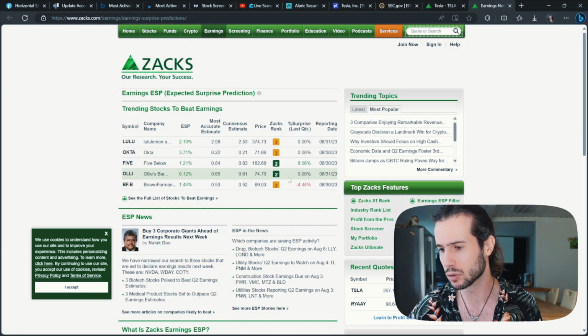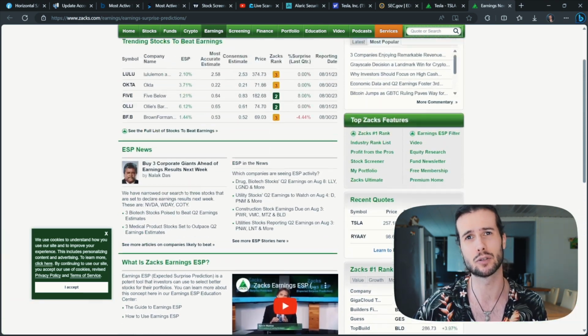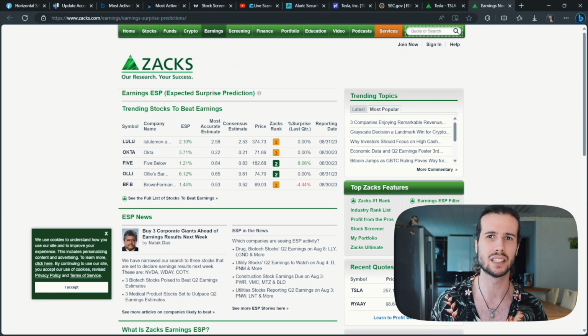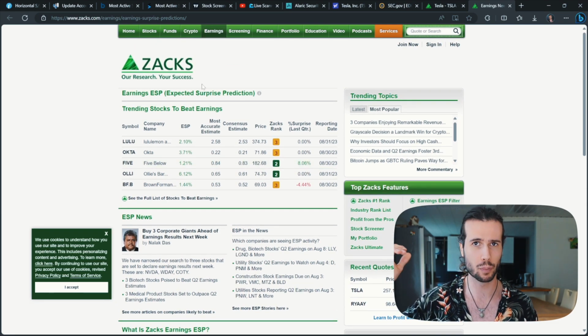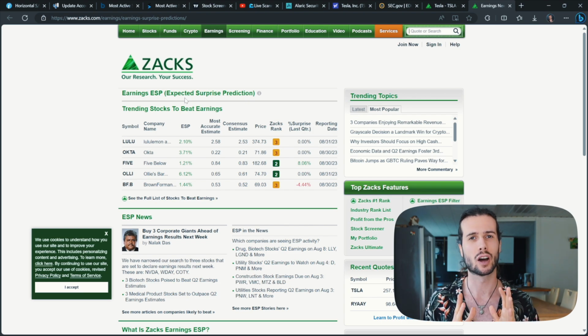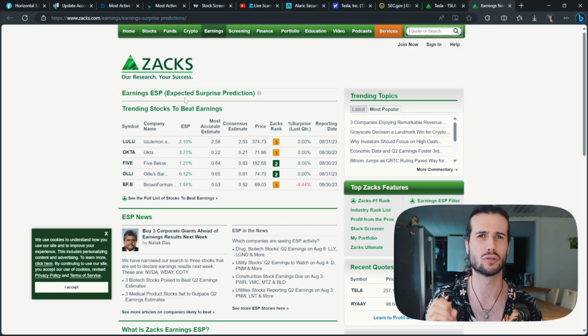Here, for example, you can see trending stocks that are expected to beat their earnings. You can see how much these earnings overperformed or underperformed compared to the market expectations. And this allows you to have a more informed look over the company.